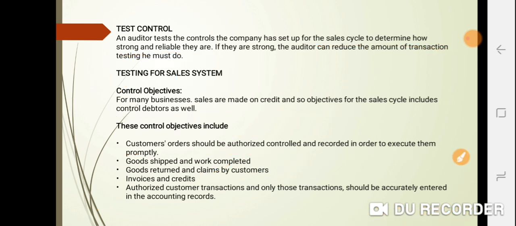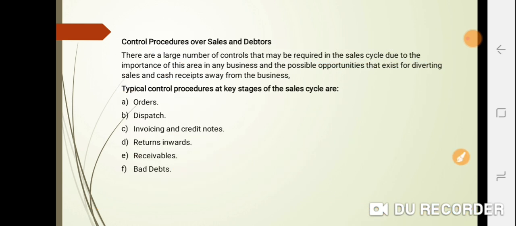Okay, then we have control procedure over sales and debtors. As I told you, for whatever item we are discussing here, it has a control objective as well as a control procedure. So here we have control procedure over sales and debtors.